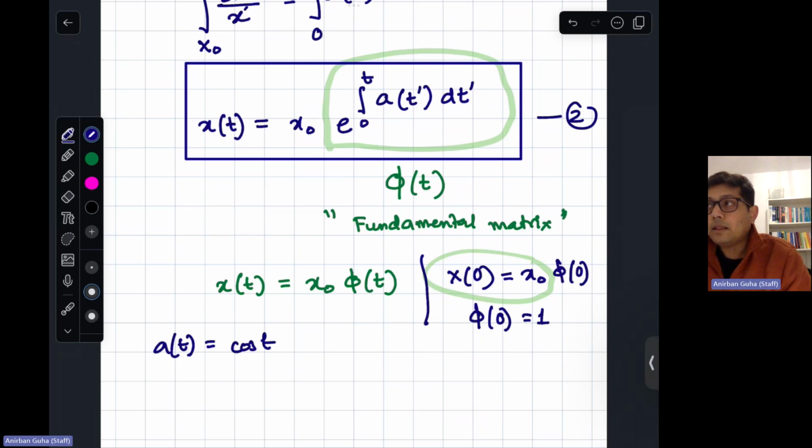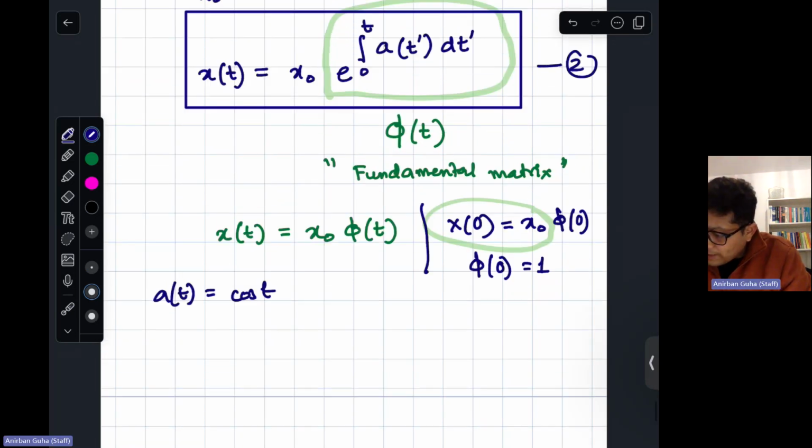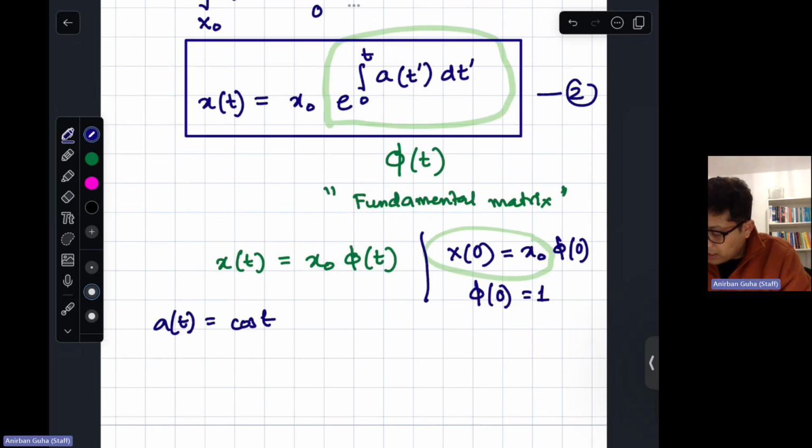Now you'll find that in the later systems of equations, which will be the matrix vector system, there is not a single fundamental matrix. There would be many fundamental matrices, but the one which will be most convenient to use would be the one where phi at time t equals 0 is the identity matrix. But again, that's way down the line. So let's take the example of a(t) being cos t. In that case, for the example case, x(t) is x0 e to the power sine t, right?